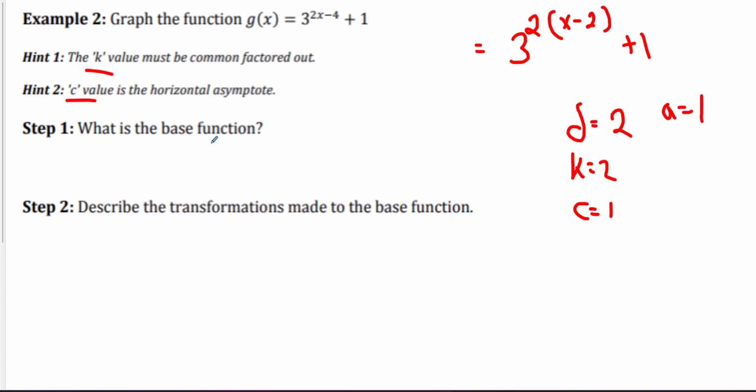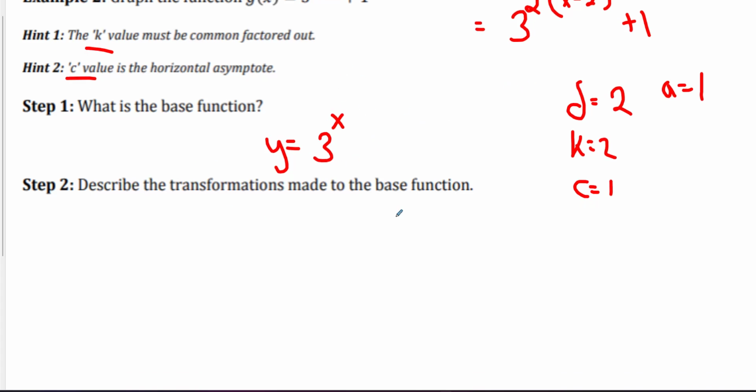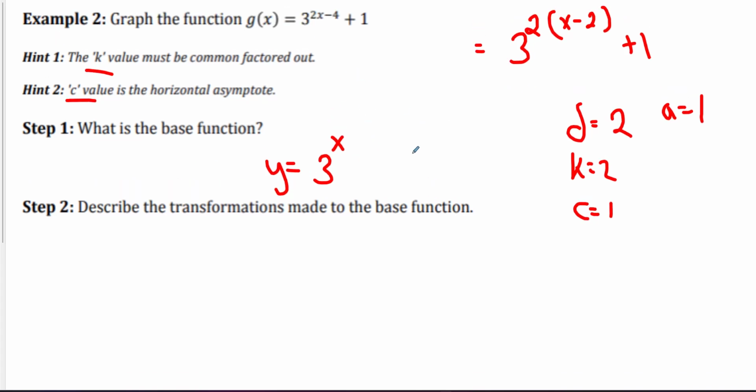All right, what's the base of the function? So the base function is just y equals my base value, b, 3, to the power of x. That's it. So if anyone asks you what's the base function or the parent function when it comes to an exponential equation, it's always just your base number, your b value, to the power of x. That's it. It's simple. It's meant to be simple. Now we describe the transformations. How do we describe transformations? We went over this many times, but I will go over this one more time again.